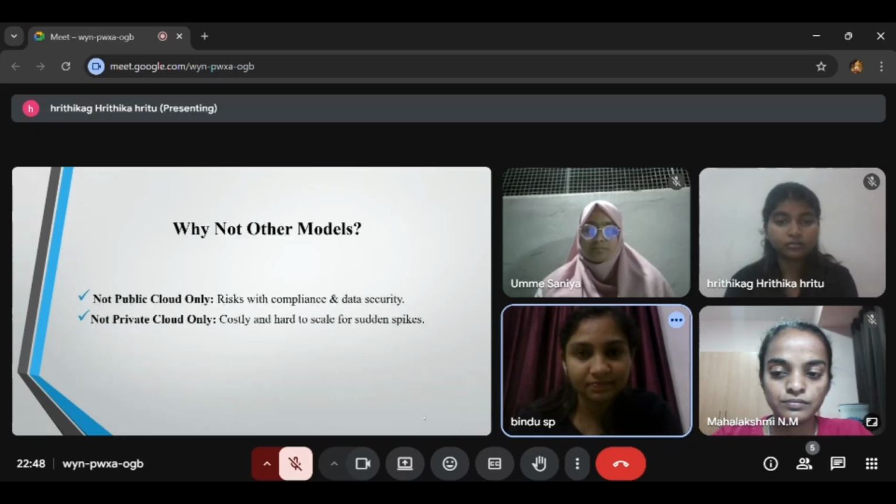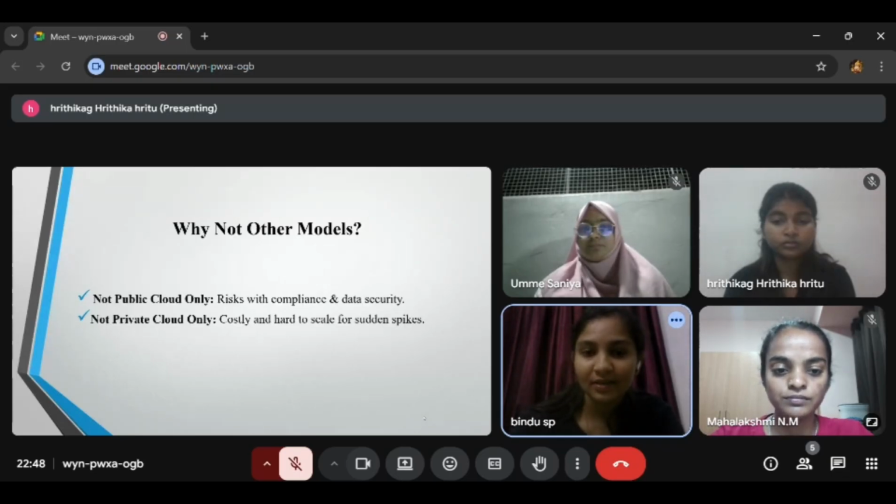Next slide. Why not other models? Not public cloud only, risky because of compliance and data security issues. Next, not private cloud only, too expensive and difficult to handle spikes in demand. Next slide.